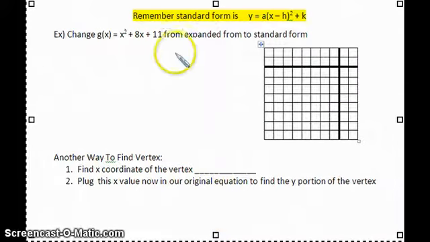Okay, looking at the next problem, now I've got a function labeled g. So g of x is equal to x squared plus 8x plus 11. And I want to go from this expanded form into standard form. And so this is my form. So what I need to do to be able to get into this form is I need to remember how to complete the square. So that's what we're going to talk about here.